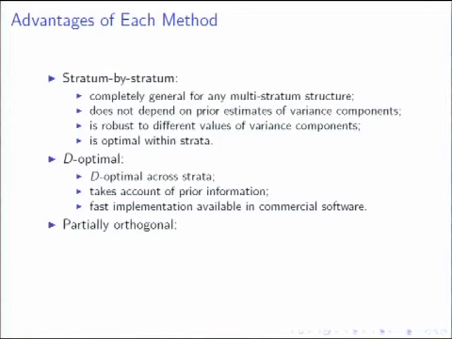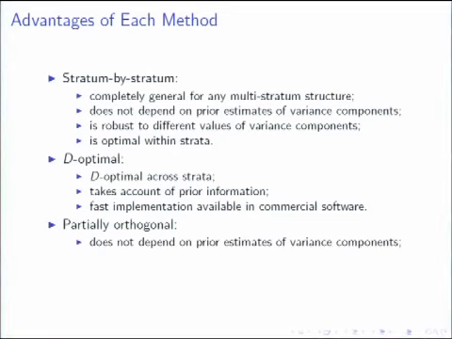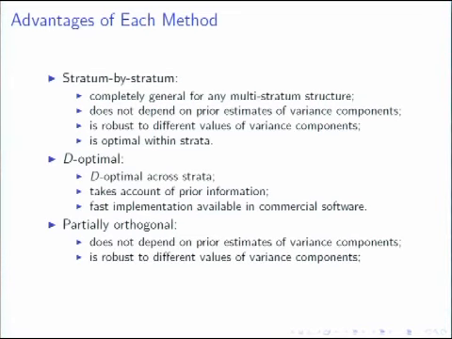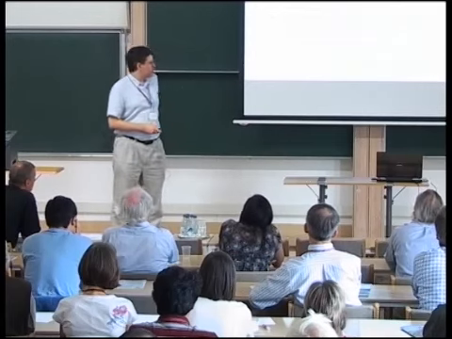Partially orthogonal designs, on the other hand, have some advantages as well. Also, they don't depend on prior estimates of variance components, and they are robust to different values of variance components. And their own advantage is that they allow pure error estimation. So you can estimate the whole plot pure error and the subplot pure error, at least from some of these designs.